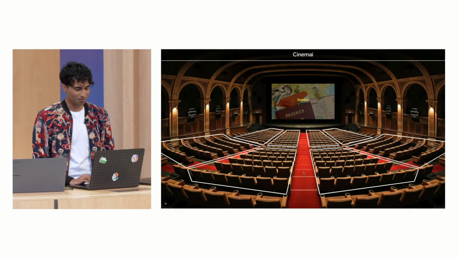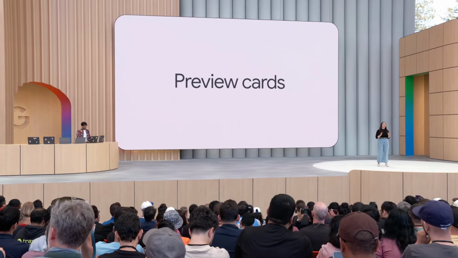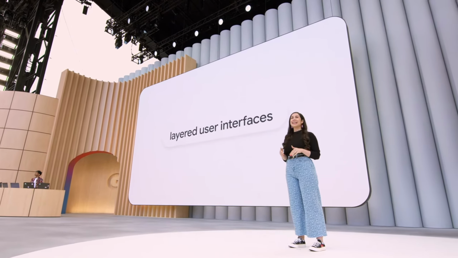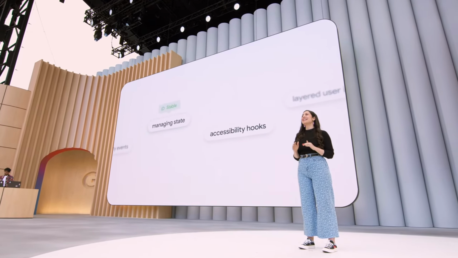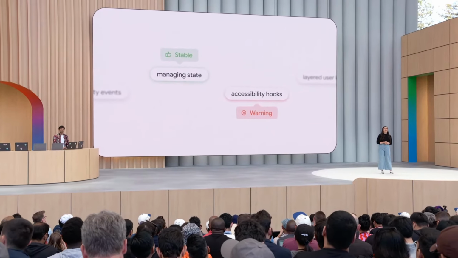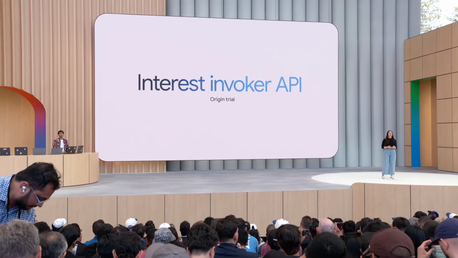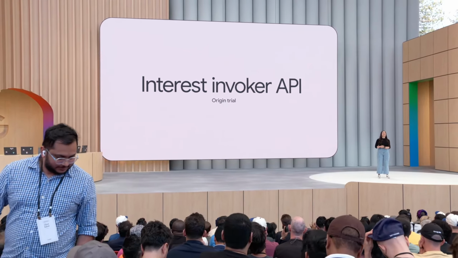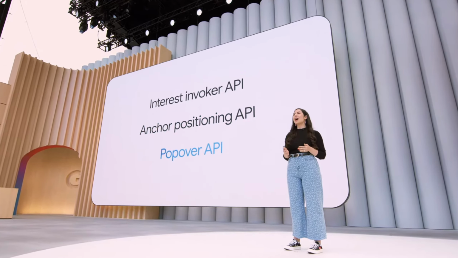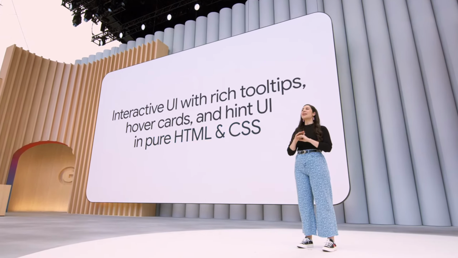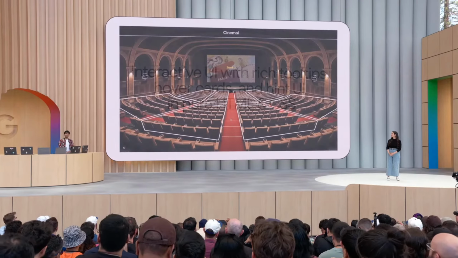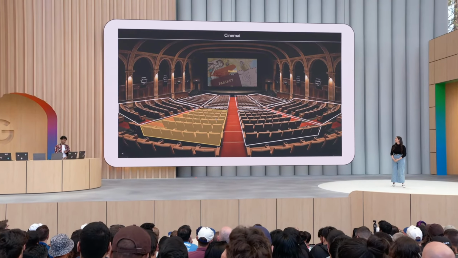I love that idea. Rich tooltips and preview cards are super common in web interfaces, but building and maintaining them, managing state, accessibility hooks, and events is still extremely challenging. So I can't wait for you to try the new experimental Interest Invoker API, which, when used with the existing anchor positioning and popover APIs, helps you build out accessible, complex, layered UI elements without JavaScript in a fraction of the time.